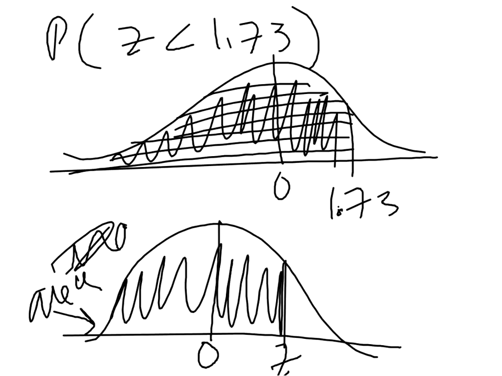All right, for this situation, we can look it up directly. And it turns out that the area is equal to, oh wait, did I miscopy that? No, that's fine. 1.73, and that is equal to 0.9582, or 95.82%.